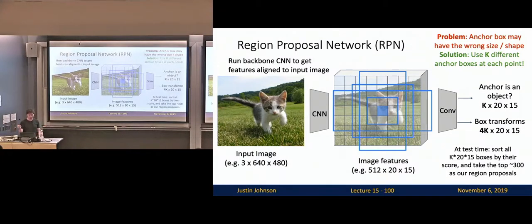Oh yeah, so the question is, for anchor as an object, should it be K or 2K? It's a bit of an implementation detail. The original paper has 2K, so there they output a positive score and a negative score and use a softmax loss. What we've done equivalently is output a single score, where high positive values mean that it's an object, high negative values mean that it's not an object, and use a logistic regression loss instead. But these are pretty much equivalent, and it doesn't really matter which one you do.